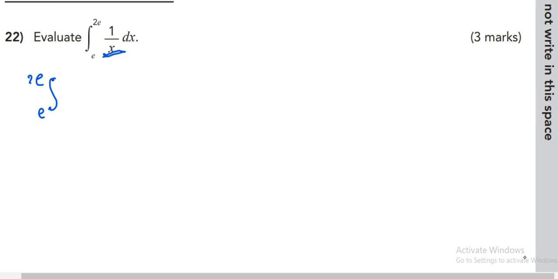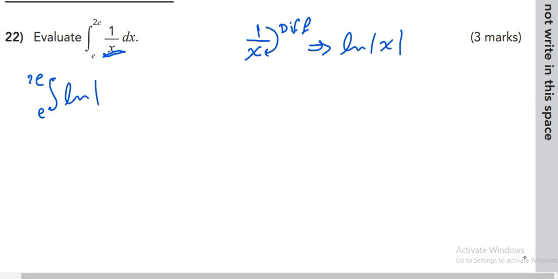Integration of 1 over x. Here if we have a fraction like this, 1 over x, where the numerator is the differentiation of the denominator, then the integration will be ln of the denominator, but don't forget to put the absolute value sign. So here the integration of 1 over x equals ln absolute value of x.